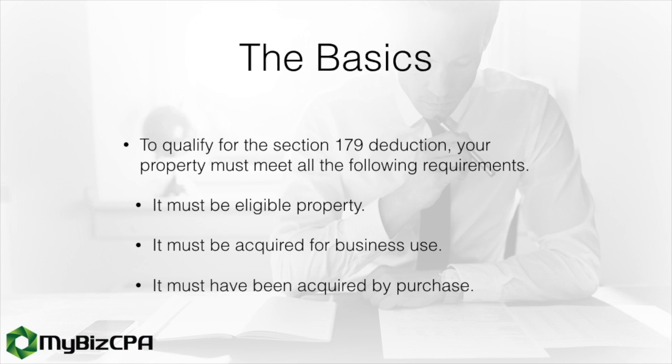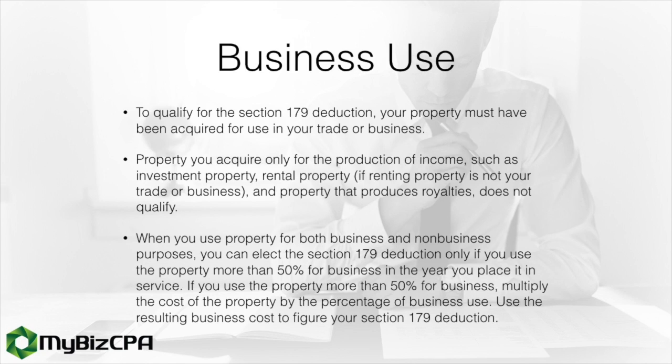Let's briefly discuss what constitutes property acquired for business use and discuss in greater detail how the property must be acquired. Simply put, qualifying property has a business use if it is acquired for use in your trade or business. The business use requirement is actually better defined by identifying what does not constitute business use. Property you acquire only for the production of income, meaning an investment, rental property not used in your trade or business, or property that produces royalties, does not qualify for Section 179 treatment.